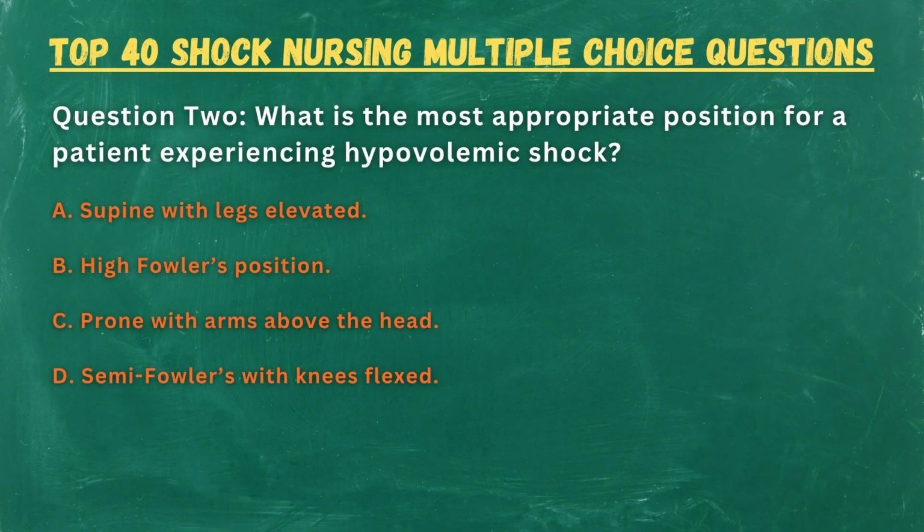Question 2. What is the most appropriate position for a patient experiencing hypovolemic shock? A. Supine with legs elevated. B. High Fowler's position. C. Prone with arms above the head. D. Semi-Fowler's with knees flexed. Answer. A. Supine with legs elevated.